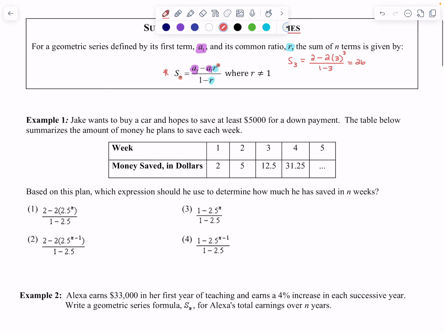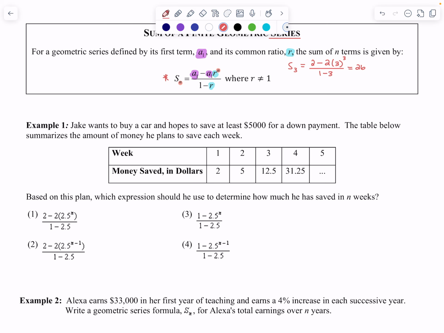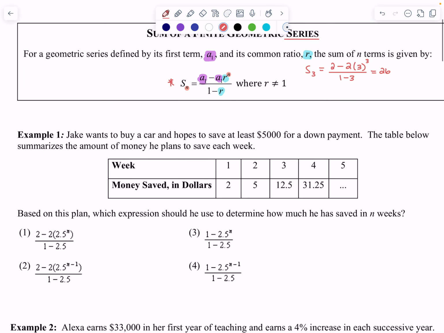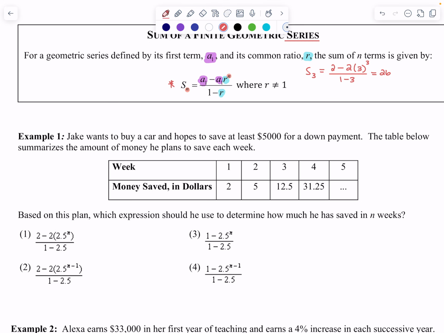Okay. So now that we have an idea of what a series is asking us to do, find the sum of the terms in a sequence, I want you to pause the video and take a look at number 1 and see if you can use the formula from above to answer the question. Okay, hopefully you've had a chance to read it over and try it yourself.